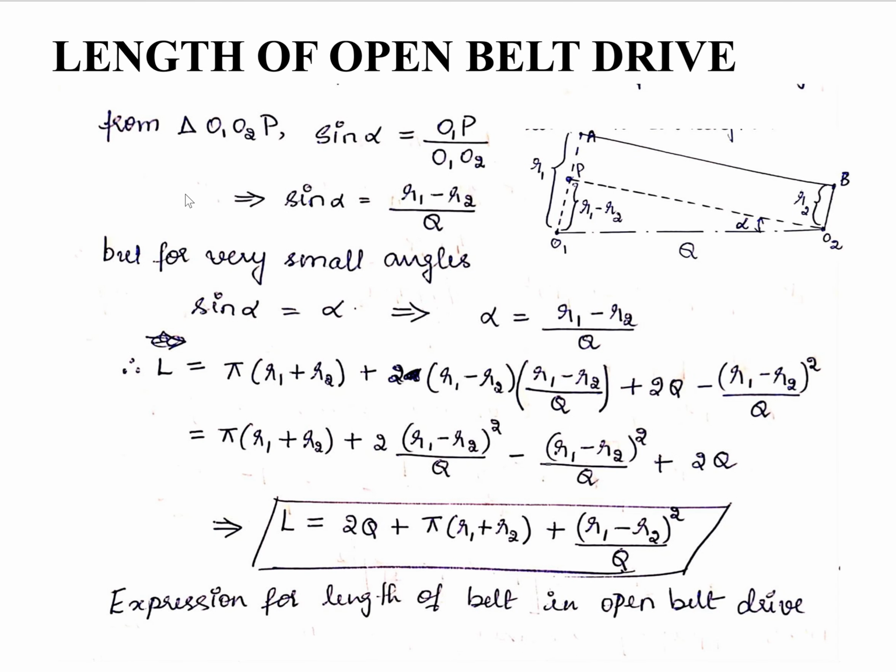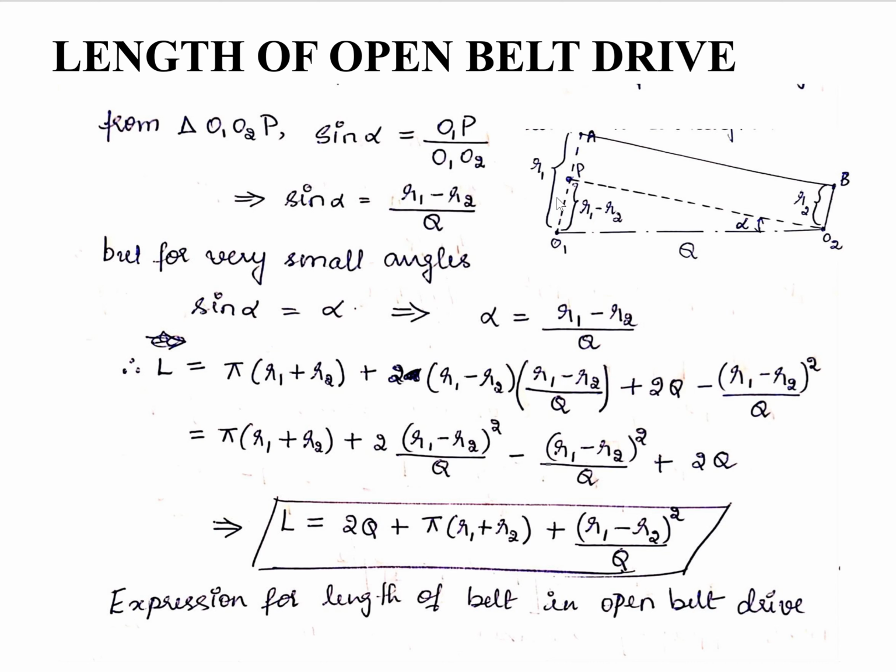If we take the triangle O1 O2 P, the same one, O1 O2 P, and take sin alpha, what am I getting? Sin alpha will be O1 P by O1 O2. What is the length of O1 P? O1 P is nothing but the total R1, from which I want to reduce R2. So this will become R1 minus R2 by O1 O2, which is nothing but Q.